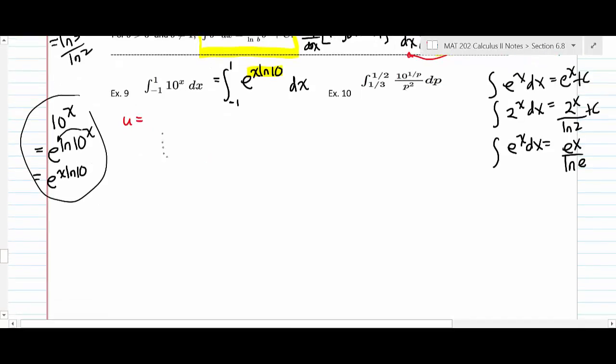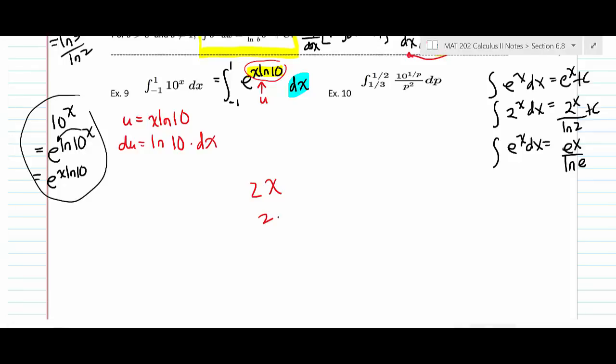So u would be x ln 10. We're hoping that du will be dx or something close. So what's du? It's ln 10 times dx. How come? Because if you take the derivative of 2x, that's 2, just the constant in front of x. ln 10 is a constant, so that's what du would be, just that constant ln 10.